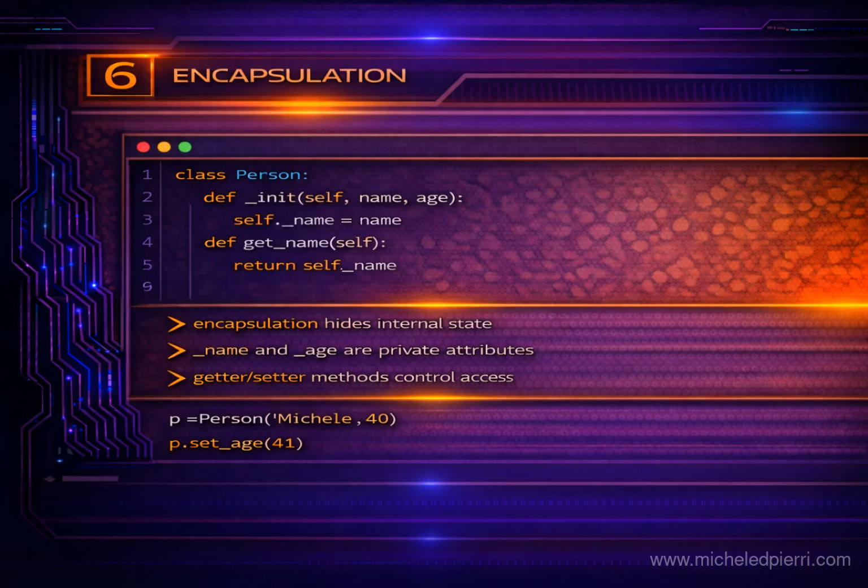The example also shows how the outside code interacts with the object through methods. You create the instance, then you call a method like setAge to update it. This keeps the logic for validation inside the class where it belongs, and it prevents your program from silently drifting into invalid states.